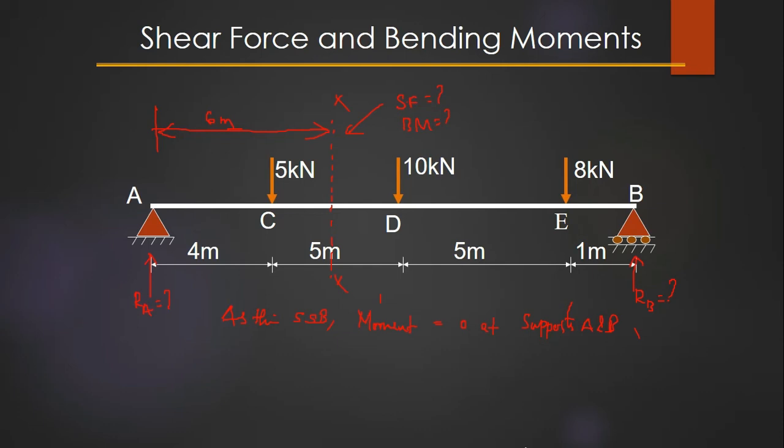So I can write this. Consider A. We are saying that the net moment at A is equal to 0. So what is the equation for moment at A? Find out the moment at A. At A, the moment is because of 5 kilonewton, 10 kilonewton, 8 kilonewton, and RB.